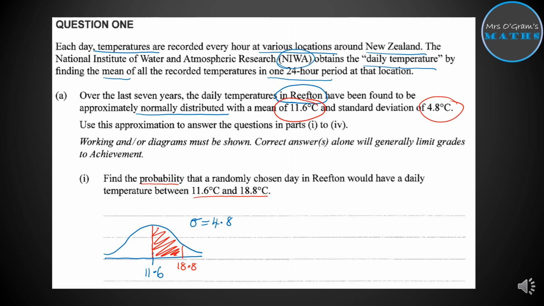Graphics calculator is a lot faster and easier, so when we put that into the graphics calculator, we get the answer where the probability is equal to 0.4332, and in brackets I'm just going to put GC to show that was done on the graphics calculator.